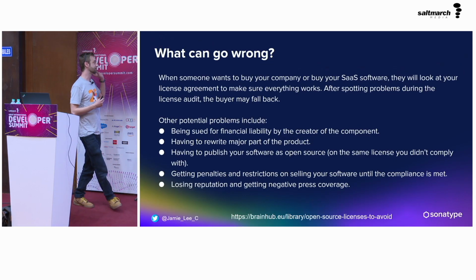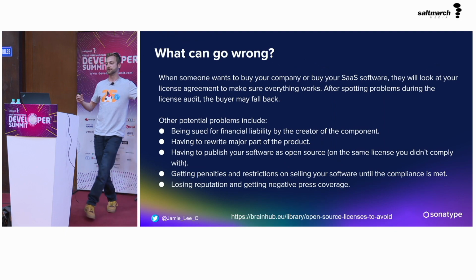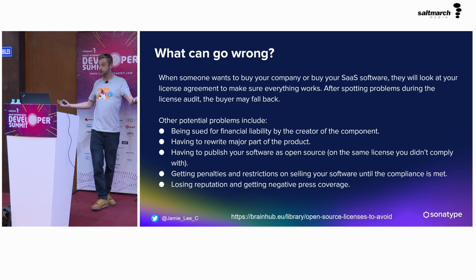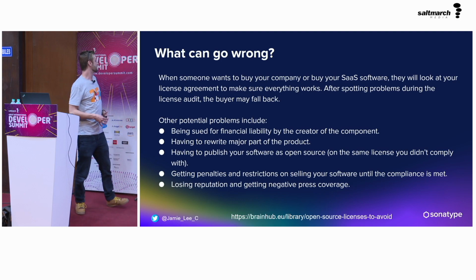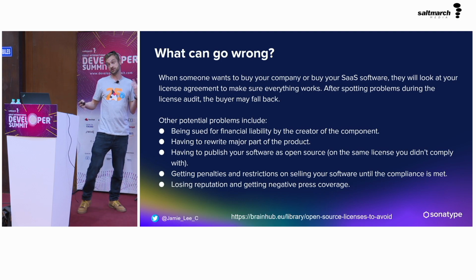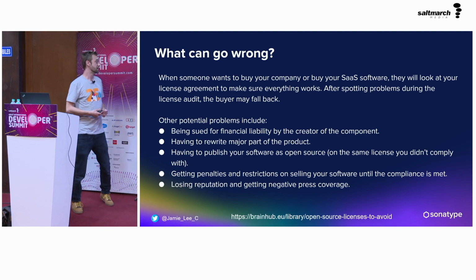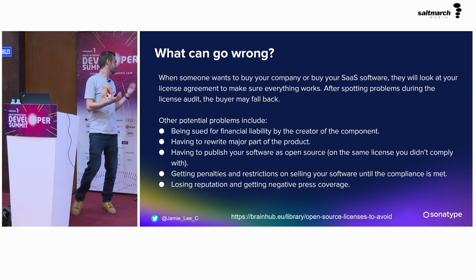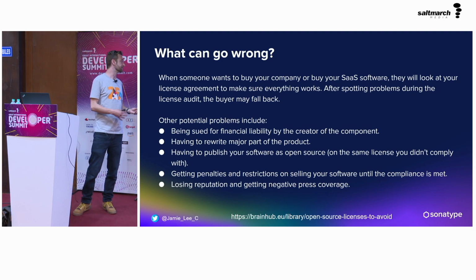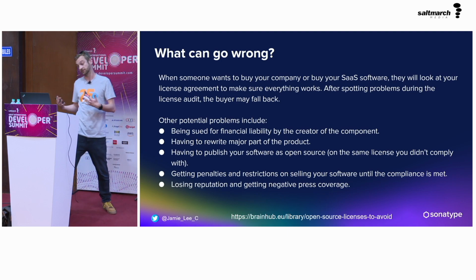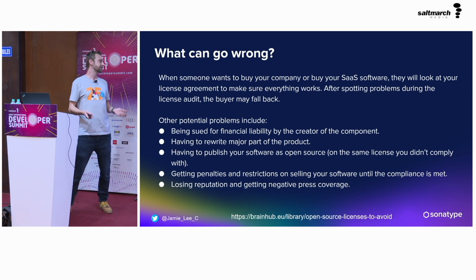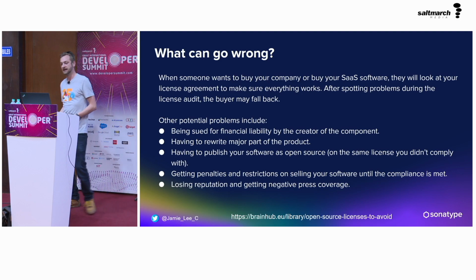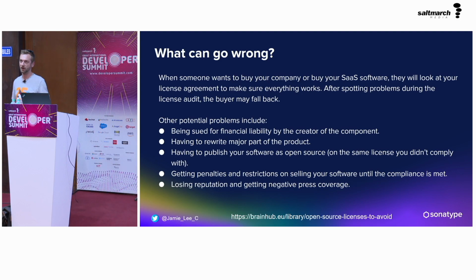So licensing is very, very important in terms of open source. And what could go wrong? Well, you could end up being sued for financial liability by the creator of that component because you haven't abided by their license. You might have to rewrite massive parts of your product, or you might have to publish your software as open source. It's licensing, and you get penalties and restrictions. And people are not going to buy your software if you're breaking the law by including this open source stuff.